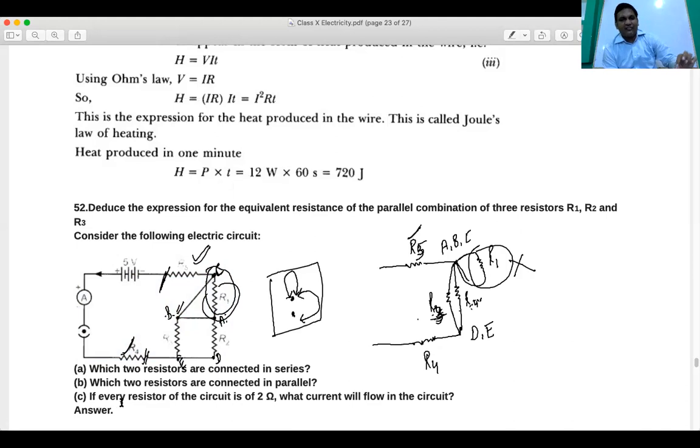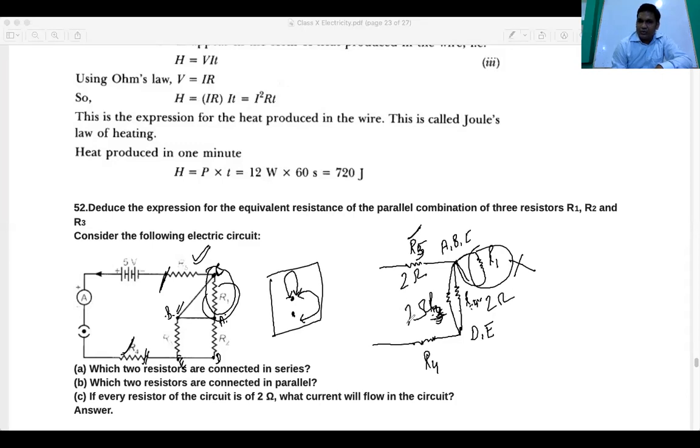And now they are saying if every resistor of the circuit is of 2 ohm, what current will flow in the circuit? So if every resistor is 2 ohm, how can we solve it? Let's see. I have made the diagram. This is 2 ohm, this is 2 ohm, and this is 2 ohm, and this will be removed. If we add these two in parallel, it will become 1 ohm, and this will be your 2 ohm resistor, and here the equivalent of these two will be 1 ohm.